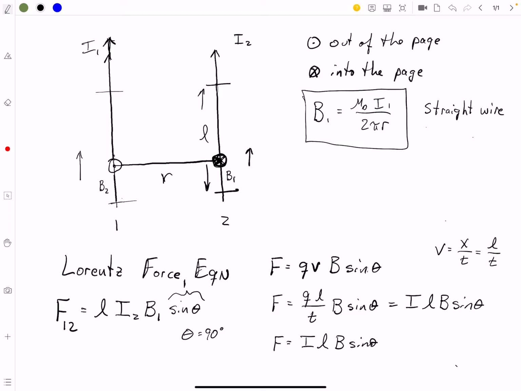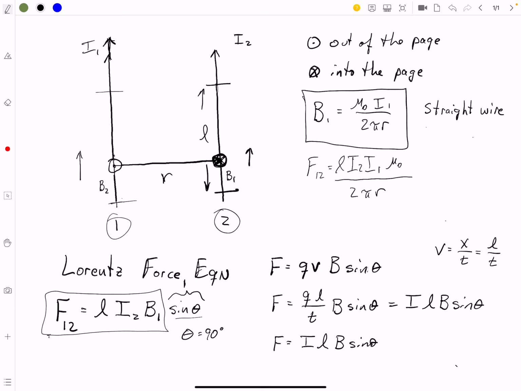So if we take this equation here, because we've realized that this is equal to 1, and we insert our B1 there, then we have F12 is equal to our length times I2 times I1 times mu naught, and we're going to divide that by 2 pi r, where r is the radius away from, that 2 is away from 1. Okay, that's this radius r.